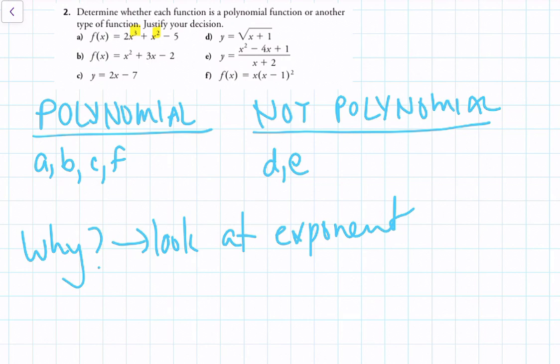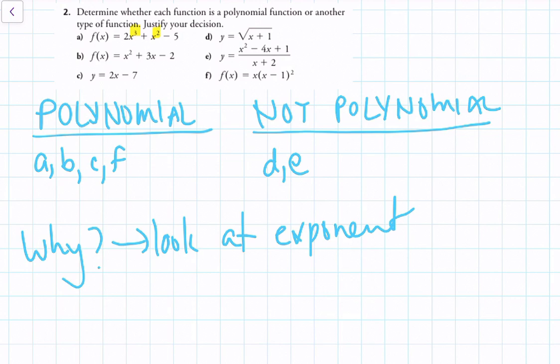2. Determine whether each function is a polynomial function or another type of function. Justify your decision. Okay, so here for part A, we can see that the degree of the entire function is 3, and that every single exponent we have here is a whole number. So that's how we know it's polynomial. In this case, it would be a 3rd degree, so it would be a cubic function.